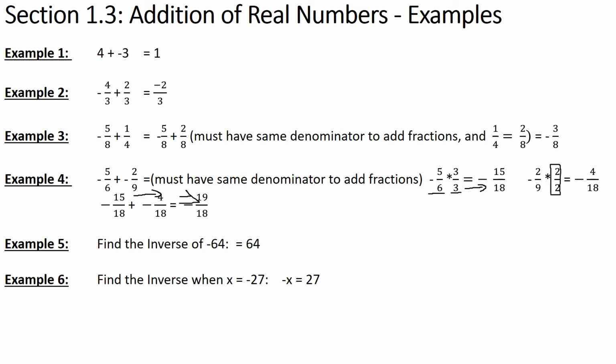The inverse of negative 64 is 64. The inverse when x equals negative 27, the negative x would actually equal 27. We just reverse everything.